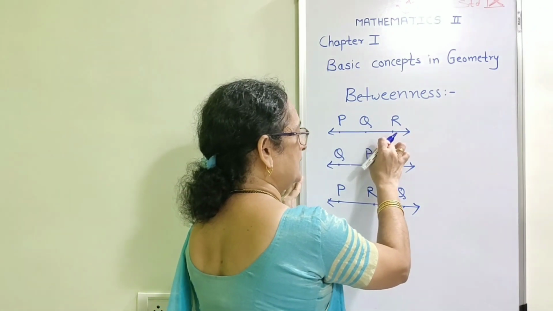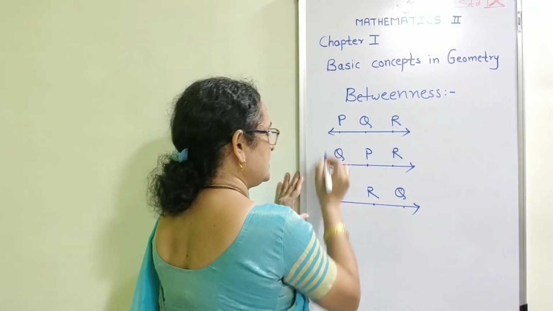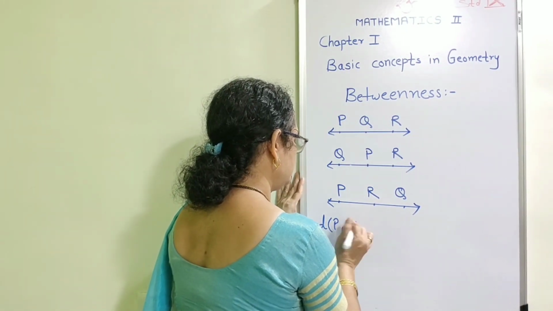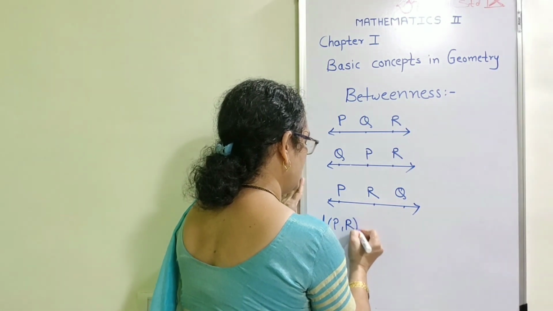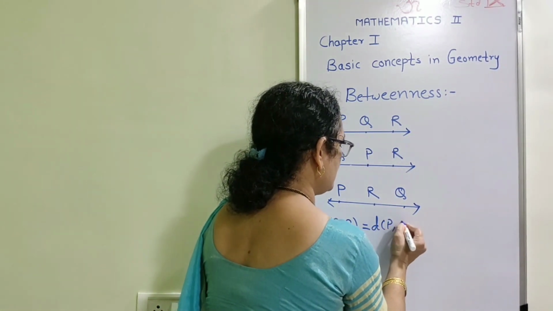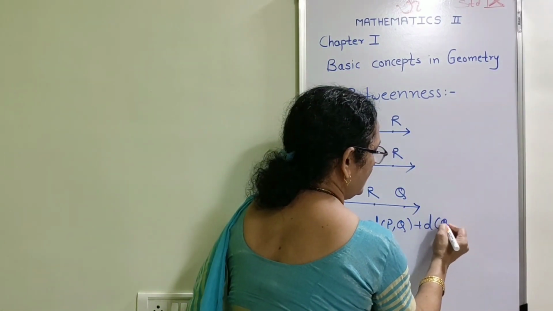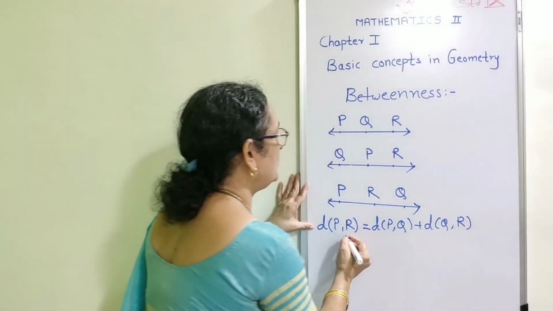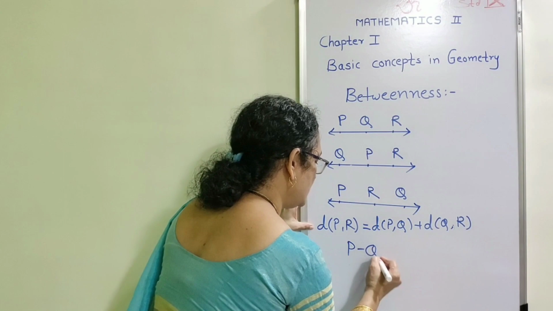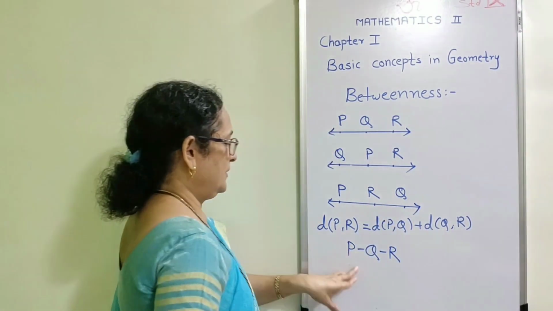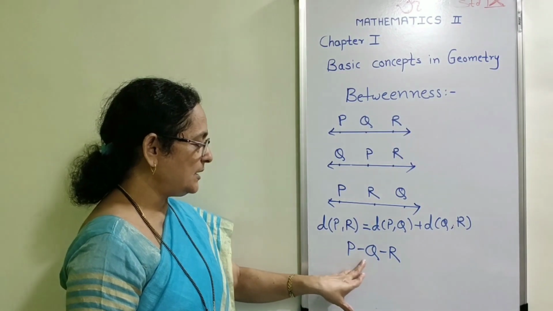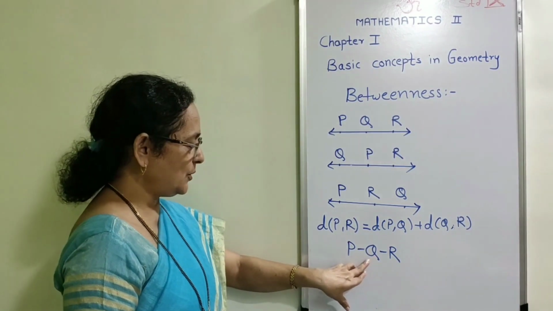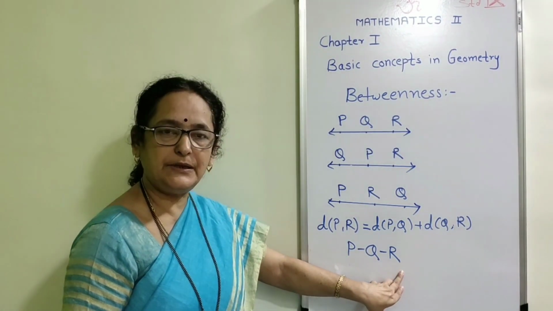Here we are going to define betweenness with the help of distance. Consider the first figure. If distance PR is equal to distance PQ plus distance QR, then we can say that points P, Q, R are collinear and P-Q-R. We can define betweenness with the help of this notation, that is P-Q-R means point Q is in between points P and R.